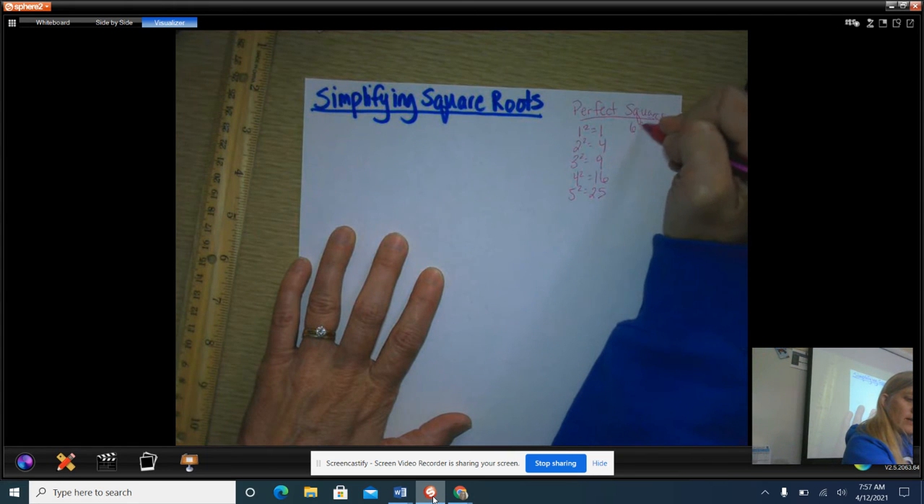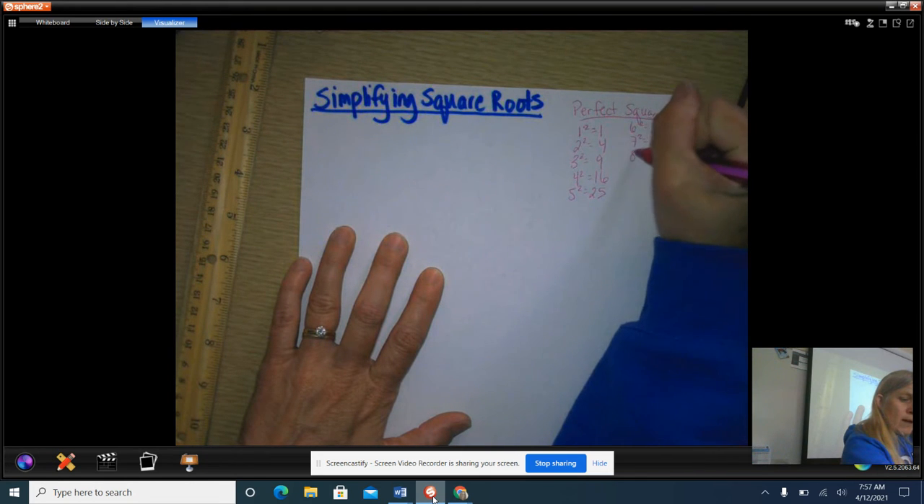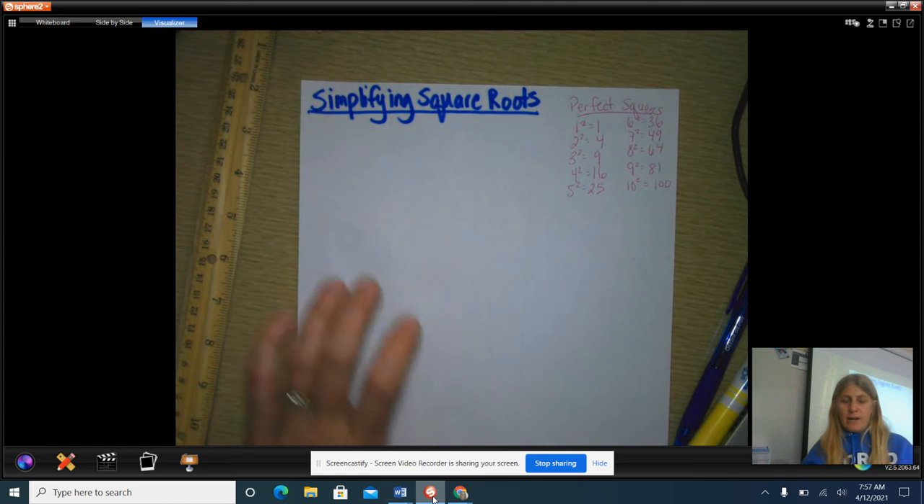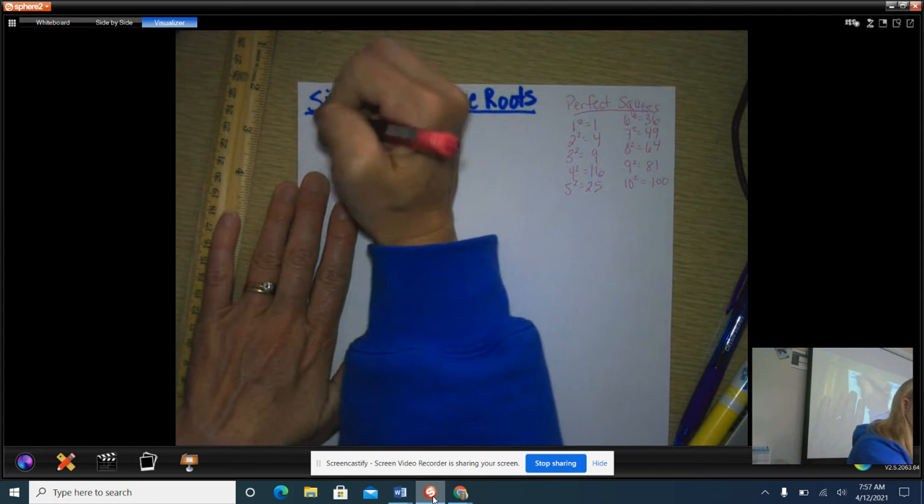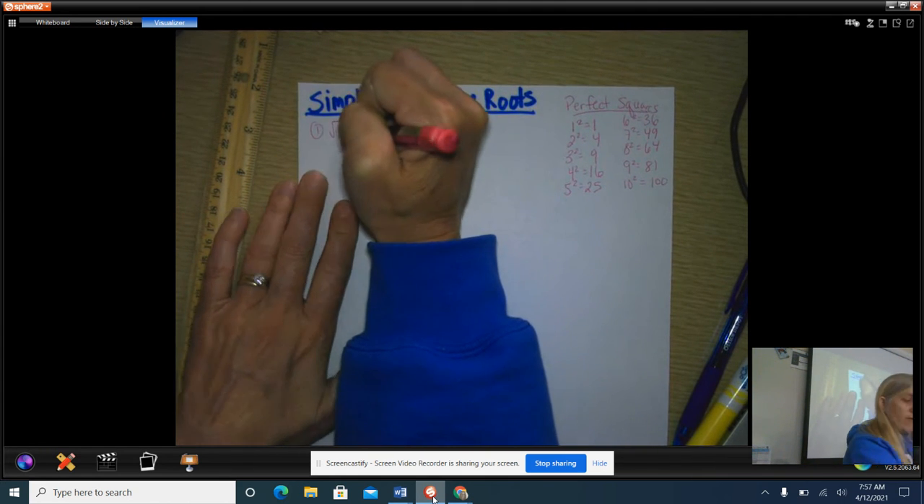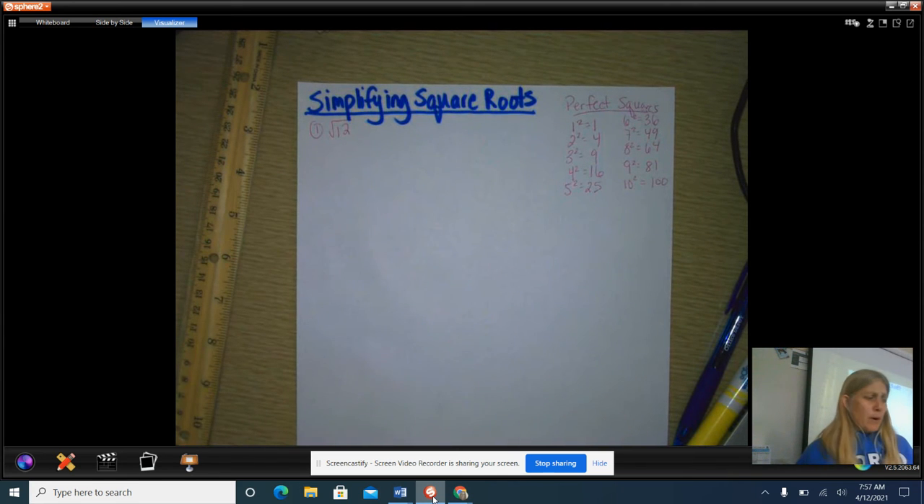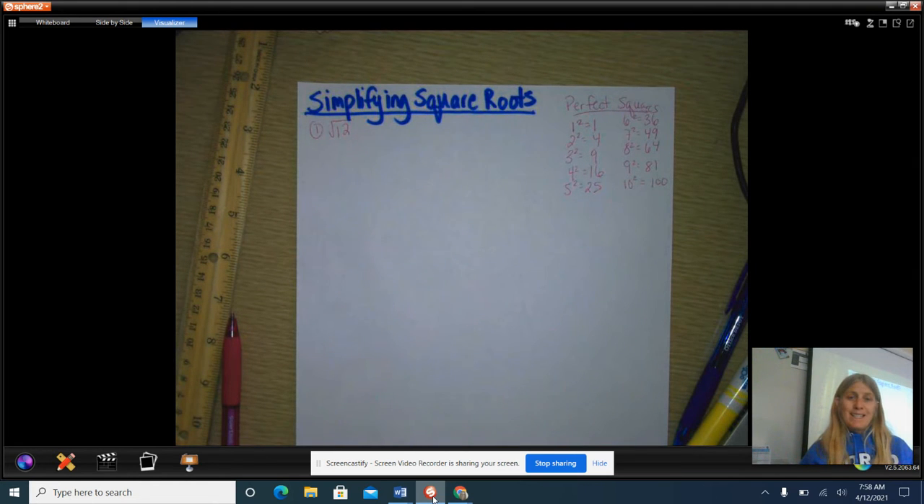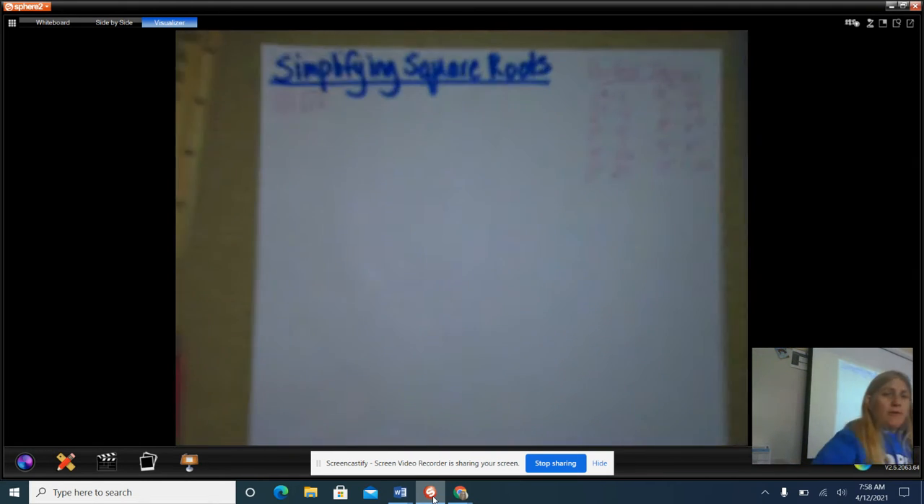And continuing on, so we have 36 is a perfect square. We have 49, 64, 81, and 100, and this, of course, continues forever and ever. So when we have something like the square root of 12, we know that the square root of 12 is not a perfect square. It's not one of these numbers to the right. However, there is a perfect square inside of the square root of 12.